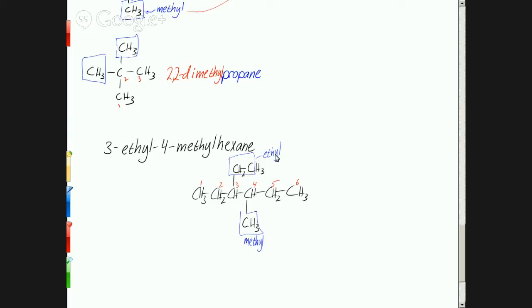Yeah, so the total molecular formula here then would be C9H20. Right? 1, 2, 3, 4, 5, 6, 7, 8, 9 carbons and 20 hydrogens.